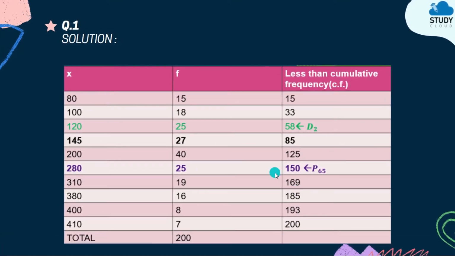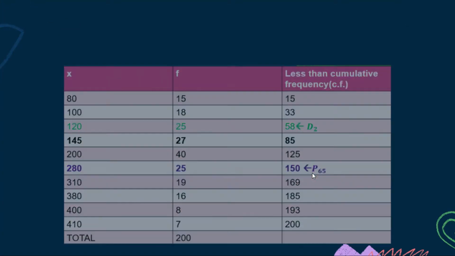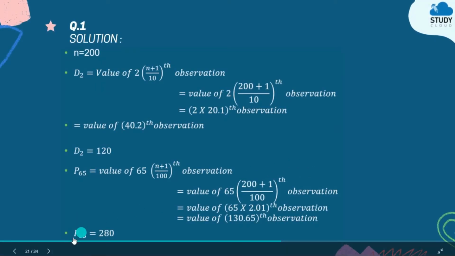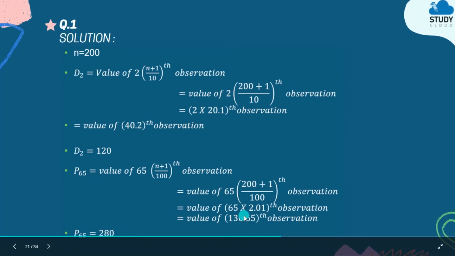So 130.65 will lie between 125 to 150. So always take the bigger value, that is 150, and mark this part here 280 as your percentile 65. So 280 will be your answer here. So P65 is how much? 280.